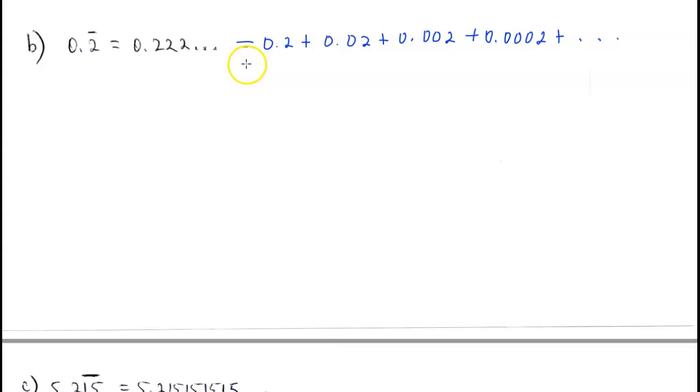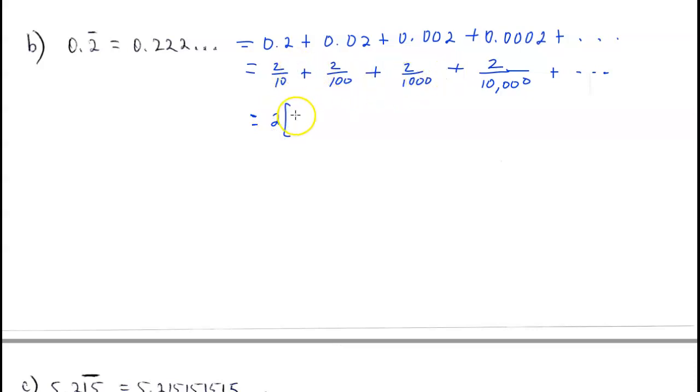Now, if we read this correctly, this is going to be 2/10. This will be 2 100ths. The next term will be 2 1,000ths. The next term will be 2 10,000ths, and so on and so forth. So if we want to look at this, we could factor out the 2. We'll have 2 times 1/10 plus 1 100th plus 1 1,000th plus 1 10,000th, continuing on.